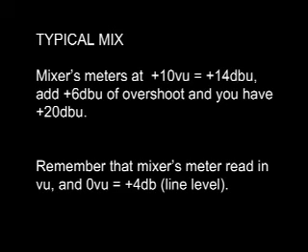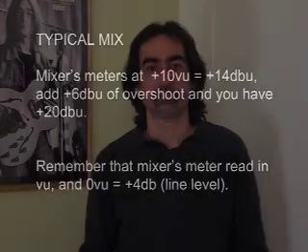We call this the 6 dB overshoot. If the meter is at plus 10 VU, which means 14 dBs, and there is a 6 dB overshoot of transients, that means that your music is peaking at 20 dBs, which is only 2 dBs below clipping. And if your system actually has less than 22 dBs of headroom, you might be already clipping.